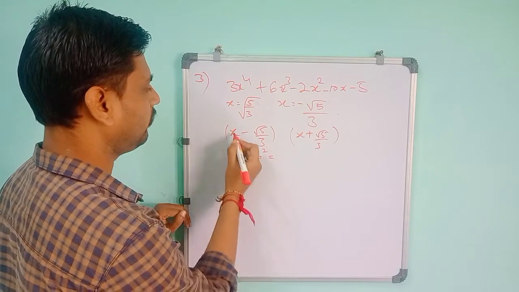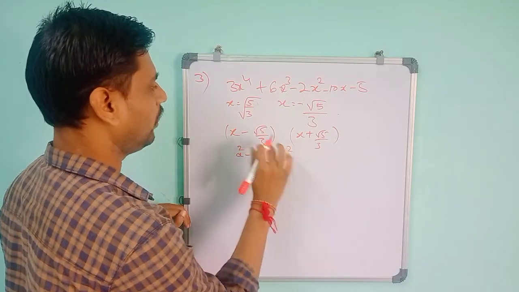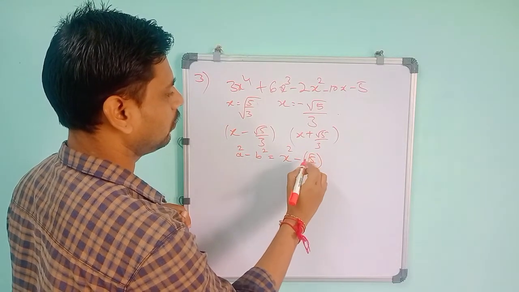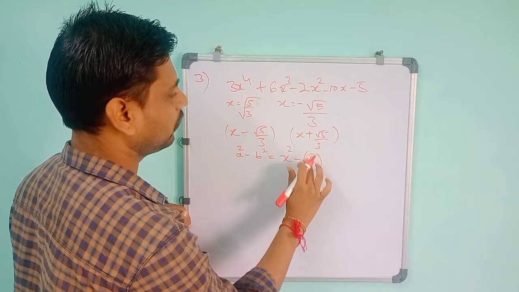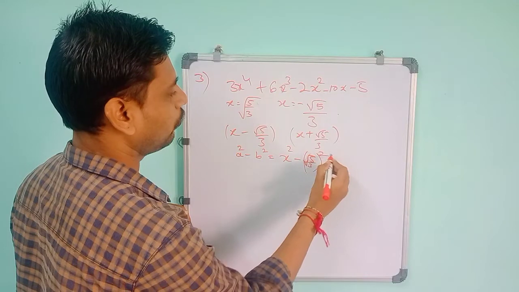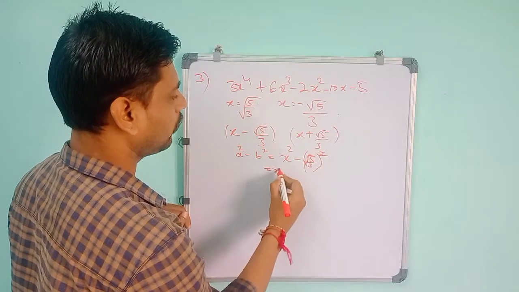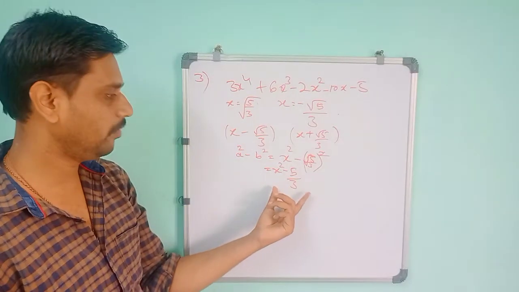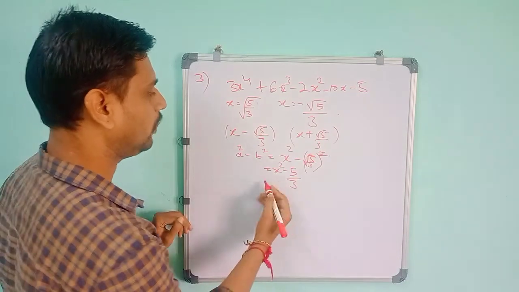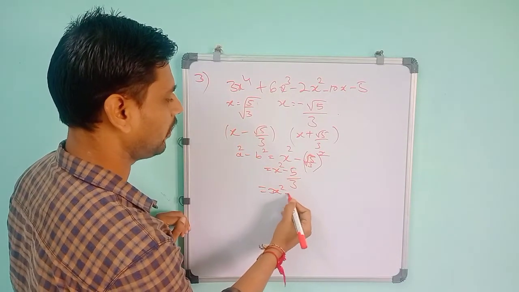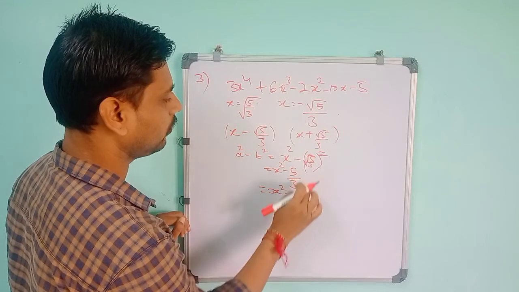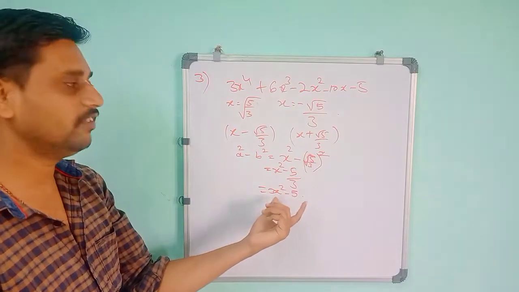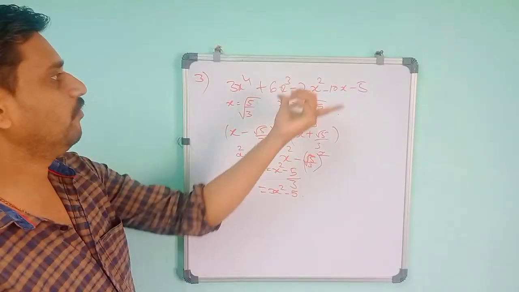So here x into x is x square, and root 5 by 3 whole square, so the square and the root cancel. The remaining is x square minus 5 by 3. The number should not be in fraction form, so you have to multiply by the denominator, 3. This will become 3x square minus 3, with 3 and 3 cancelling, so minus 5. So it is in the form 3x square minus 5. So 3x square minus 5 is a factor of this equation.